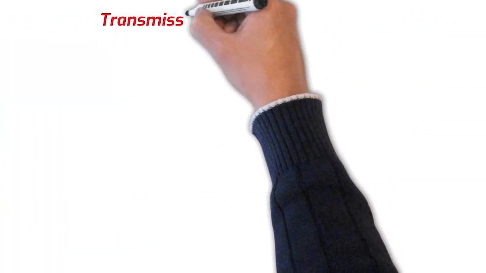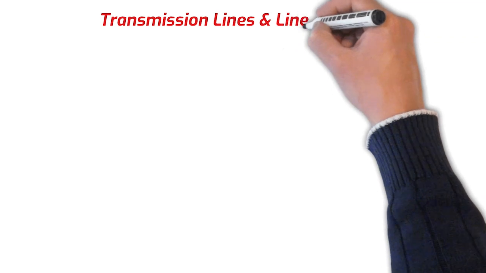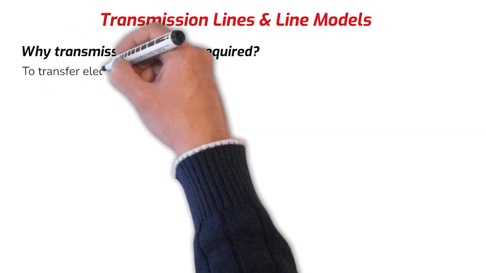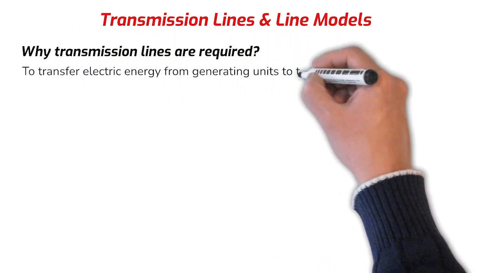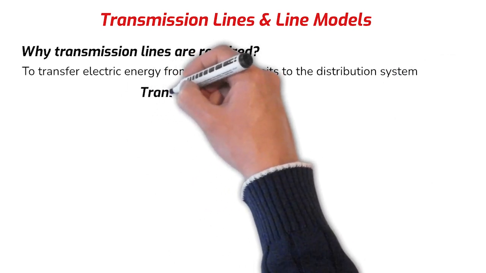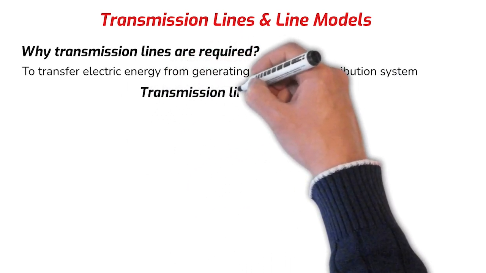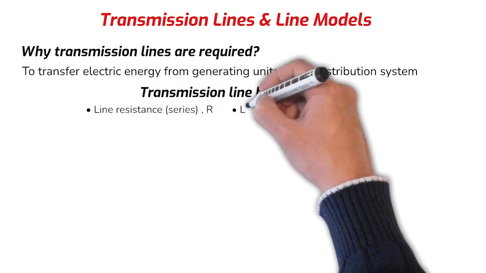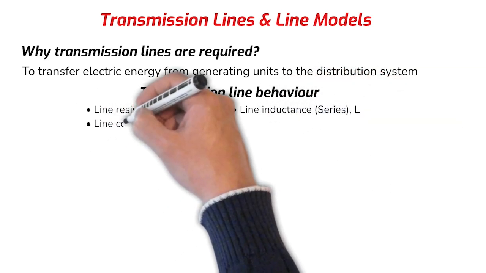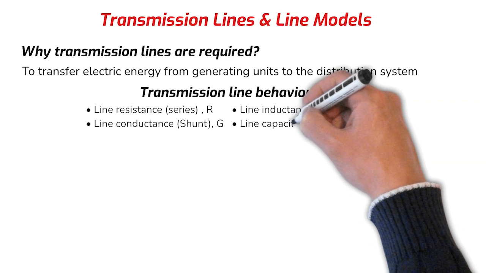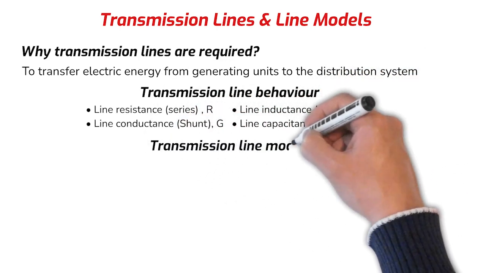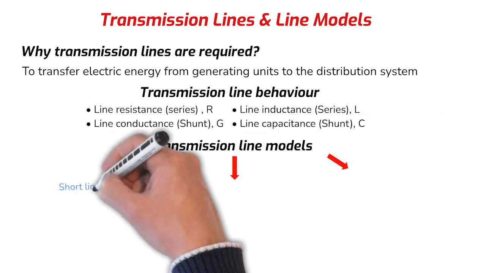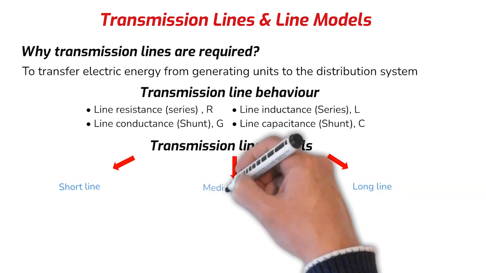Next part of power system modeling is transmission lines and line models. The purpose of having transmission lines is to transfer electric energy from generating units to the distribution system. The electrical behavior of a transmission line under normal operating conditions is characterized by four electrical parameters, namely line resistance, line inductance, line conductance, and line capacitance. Transmission lines can be studied under the three models, namely short line model, medium line model, and long line model.